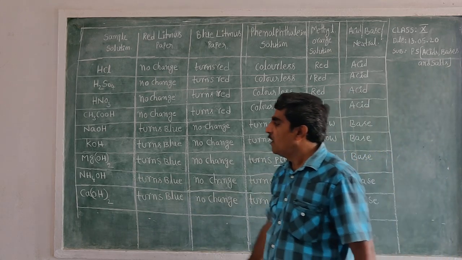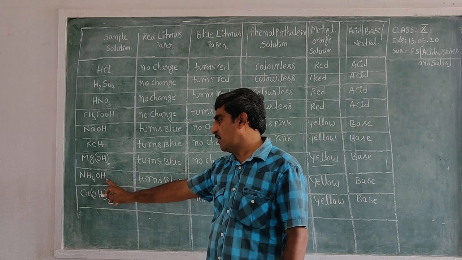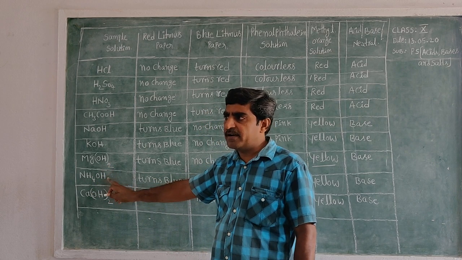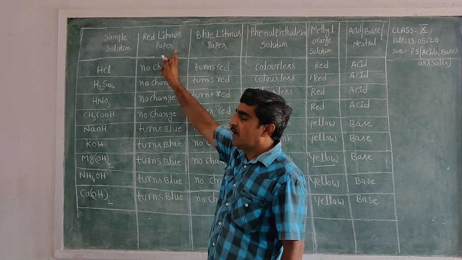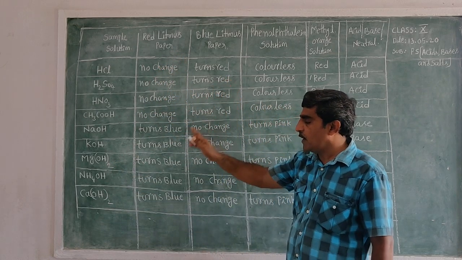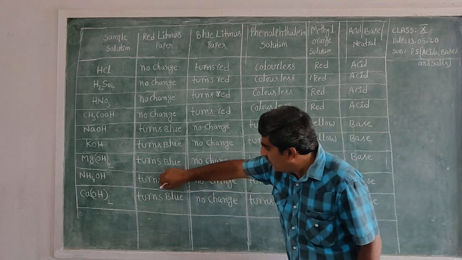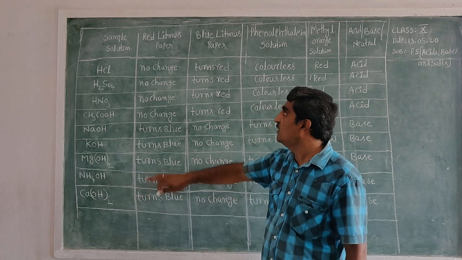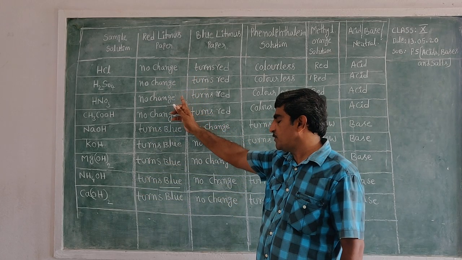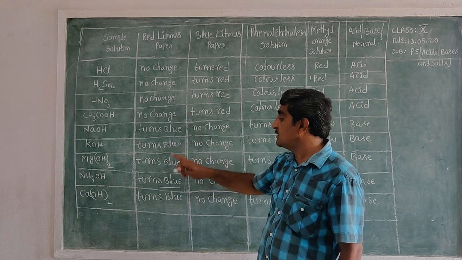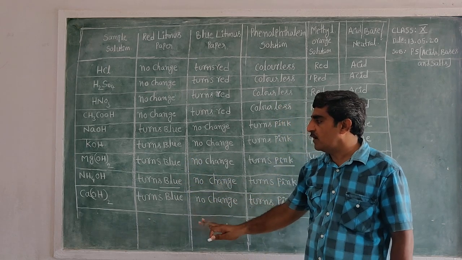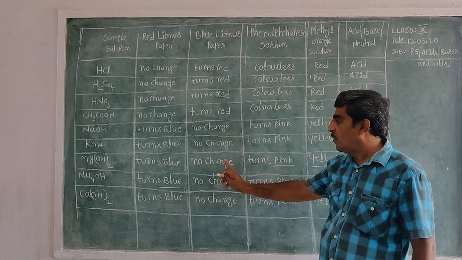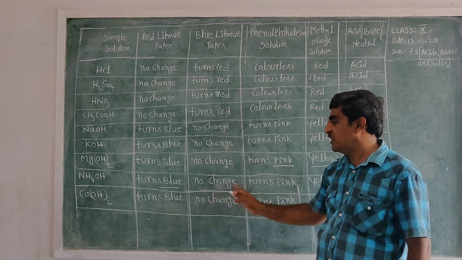And another sample, ammonium hydroxide, NH4OH. The ammonium hydroxide sample tested with red litmus paper turns blue. Tested with blue litmus paper, it does not change color.